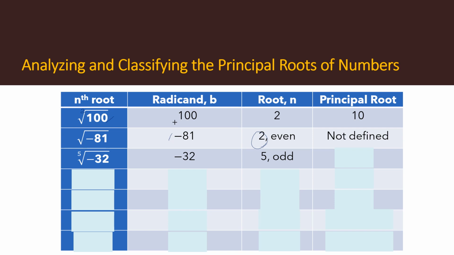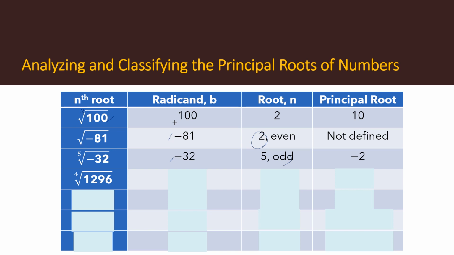Okay, by having an odd number and a negative radicand, our principal root is negative. We just have to identify the number which we could multiply by itself to get 32, and that is negative 2. Okay, so negative 2 times negative 2 times negative 2 times negative 2 times negative 2 is equal to negative 32.